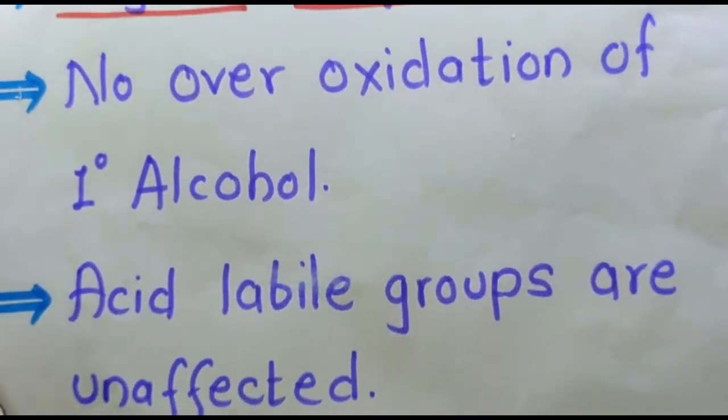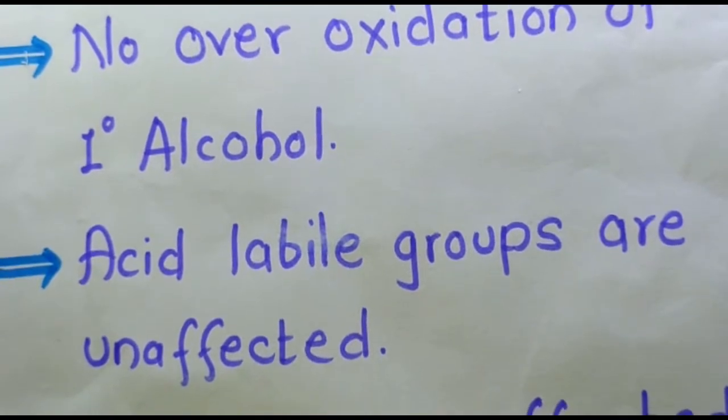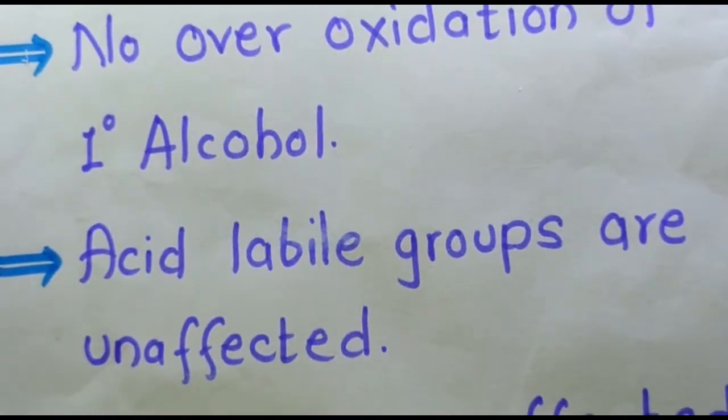When there are acid labile groups present in the substrate, all those groups are unaffected. Epoxide, amides, ester, lactams, these all are acid labile groups. Ketal and acetal are also acid labile groups. Double bond and triple bond are also unaffected. When a double bond and triple bond are present in the substrate, they are all unaffected.